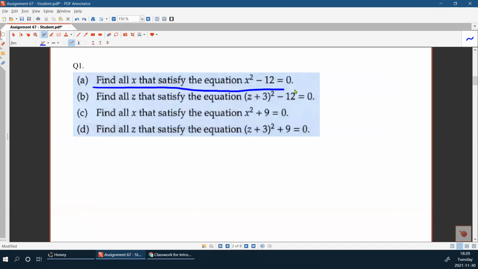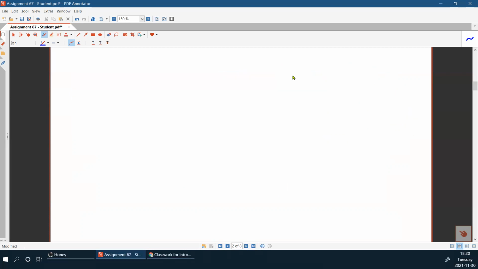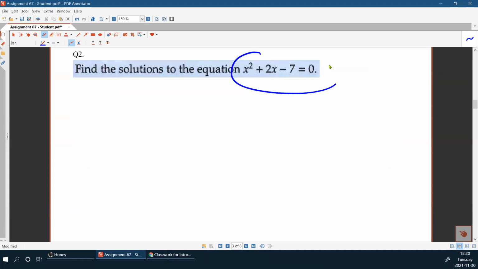Find x that satisfies the equation x squared minus 12 equals 0. Any thoughts? How do we solve this? We can move -12 to the other side, right? So this is x squared equals 12. And what is x? x can be positive or negative square root of 12, which is positive or negative 2 times the square root of 3, right? Try your best to finish as many as possible. And probably I'll show you another example.